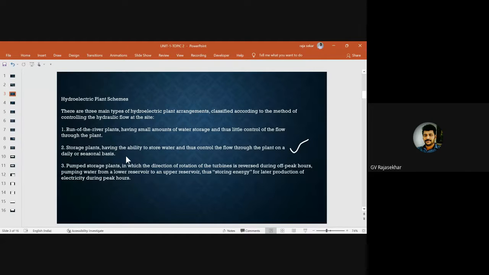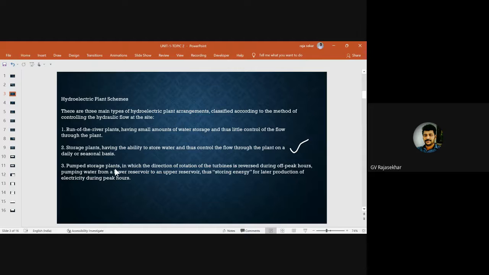Once we have the ability to control the flow of water which is coming to the turbine through penstocks, then reliable and quality power can be obtained from the generator. Next, the third scheme is pumped storage plants.